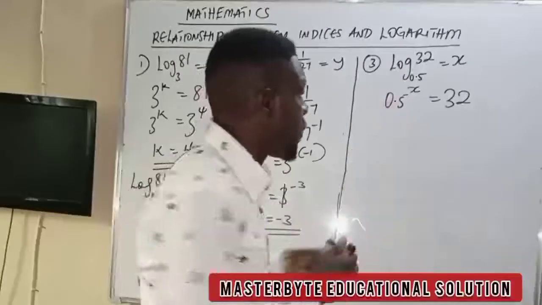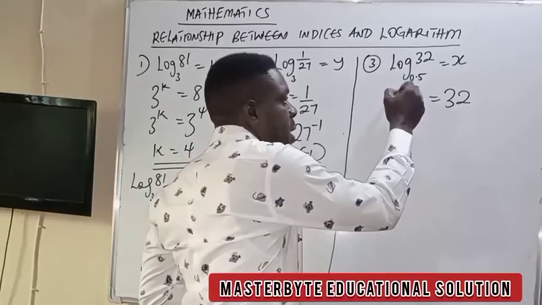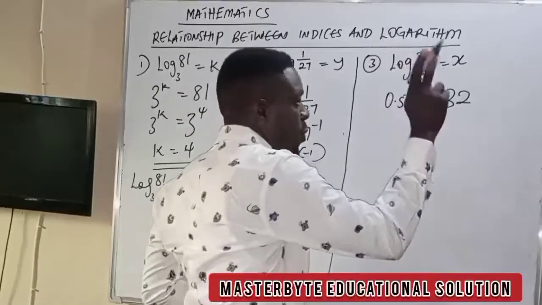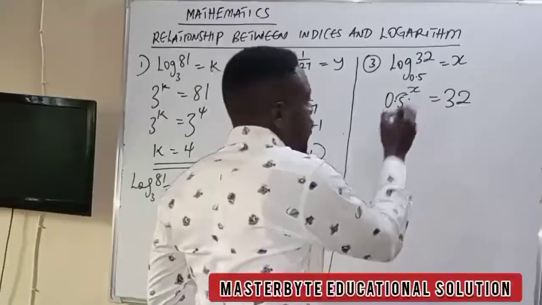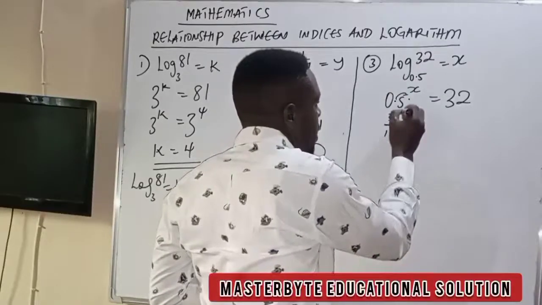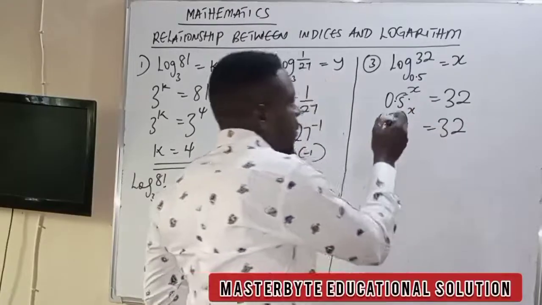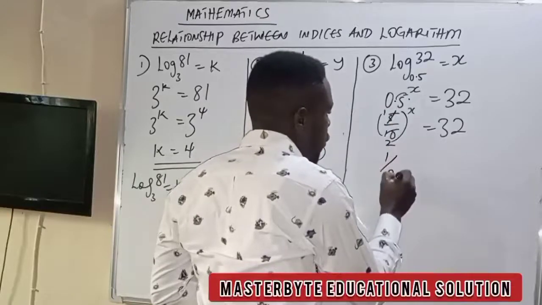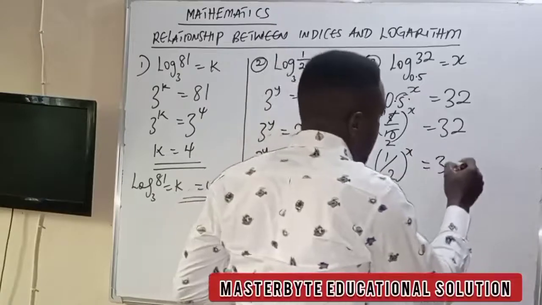Now we need to change this 0.5 into a fraction so that we can solve. Now if we change into fraction, if we move the decimal point to the right, it's going to be 1 place. From here we are going to have 1. So we have here 5 over 10 raised to power x equals to 32. Now 5 here 1, 5 here 2. So this will be 1 over 2 raised to power x is equal to 32.